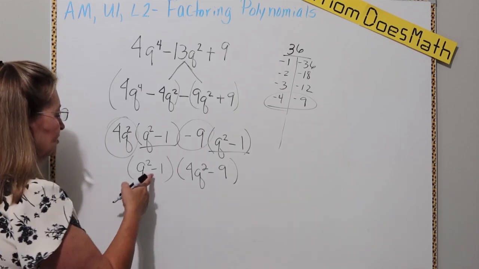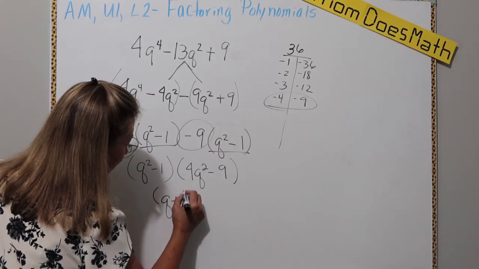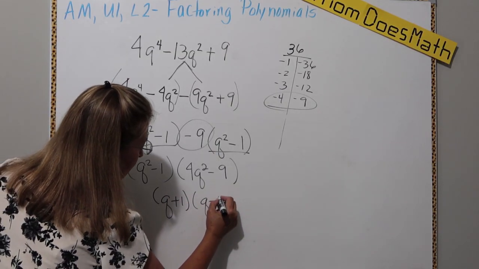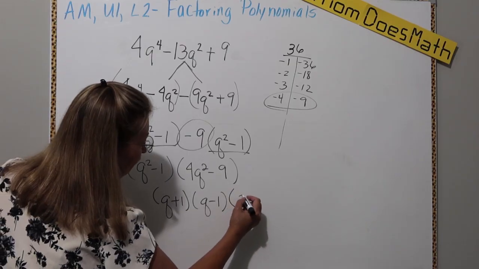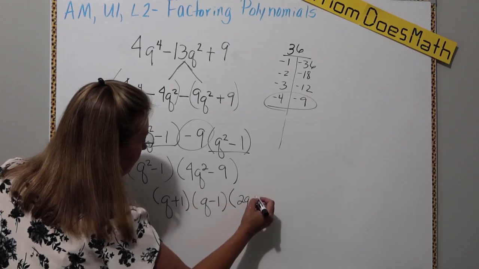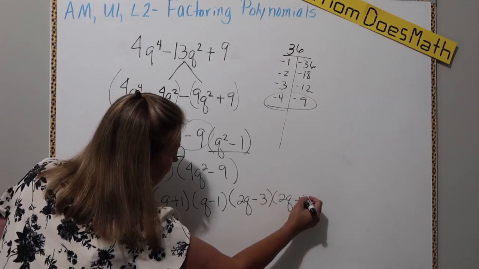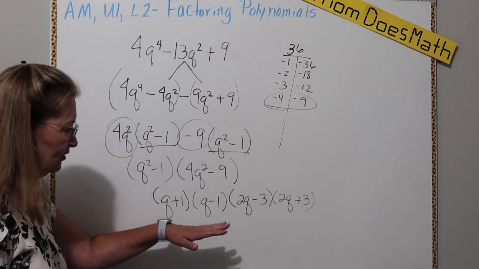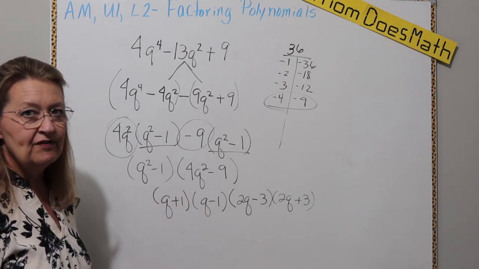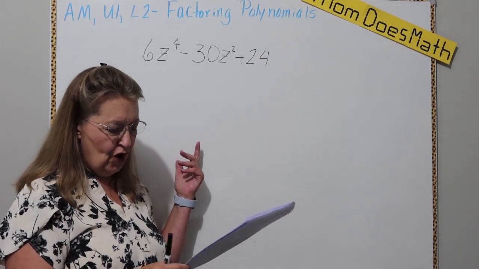So let's factor them down. q squared minus 1 will factor into q plus 1, q minus 1. 4q squared minus 9 will factor into 2q minus 3, 2q plus 3. Okay? Now, checking again, everything looks good, so this is final form. Okay, let's look at problem number 30.